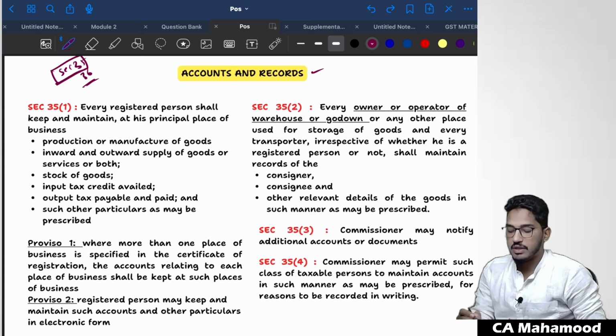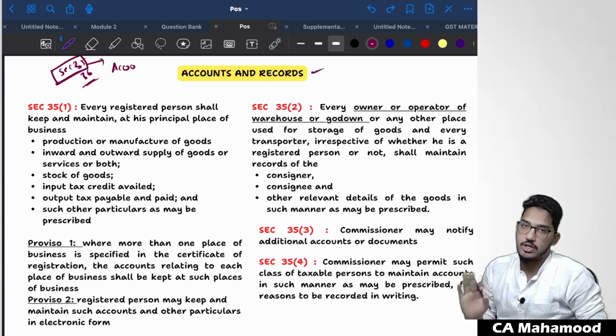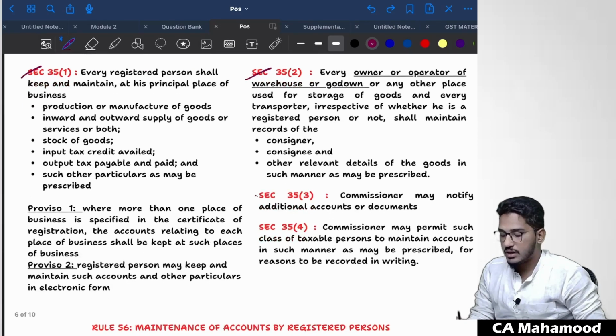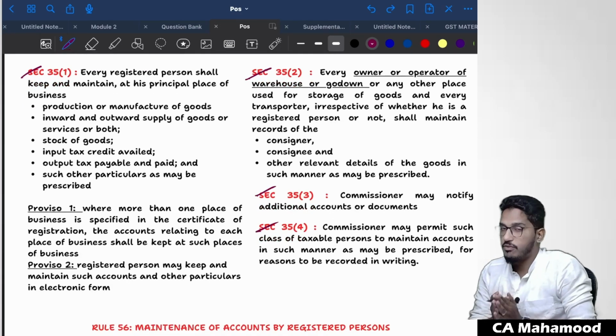Section number 35 is going to talk about what accounts, documents and records are required to be maintained by registered persons. And this section number 35 contains 4 subsections. 35 subsection 1 is going to talk about certain persons. Section number 35 subsection 2 is there. 35 subsection 3 is there. 35 subsection 4 is there.